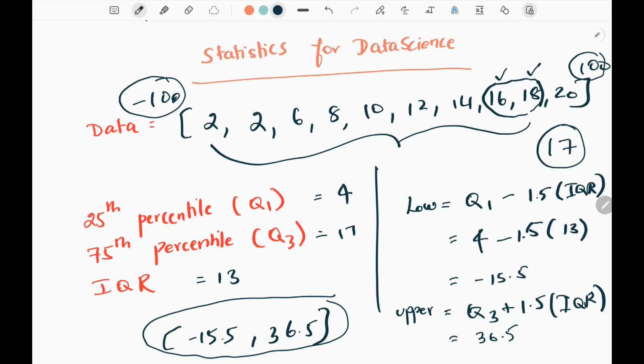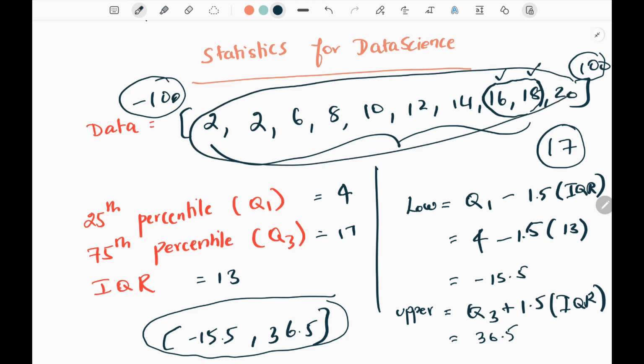Just look at the data. These two values, negative 100 and positive 100, look very odd, whereas the other values look very normal, like the difference between them is 1 or very small compared to negative 100 and 100. So that is called outliers.